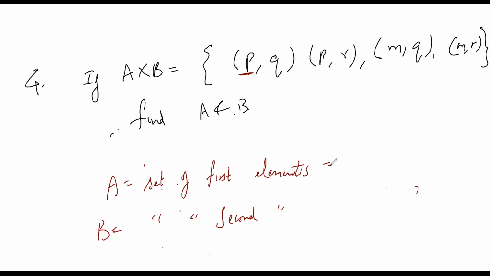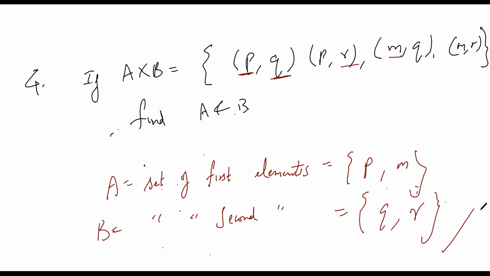So P is coming first, I'll write P here. Then M is there, I'll write M. That's all. P comma M. B, what is there? Q is coming here, I'll write down Q here. R is coming here. That's all. All others are repeated.